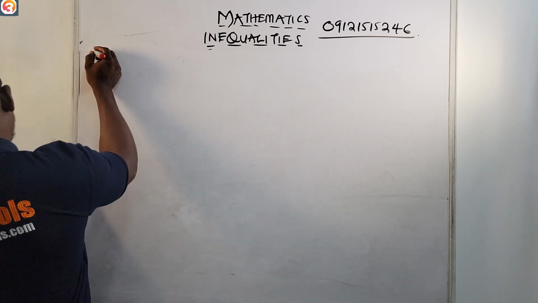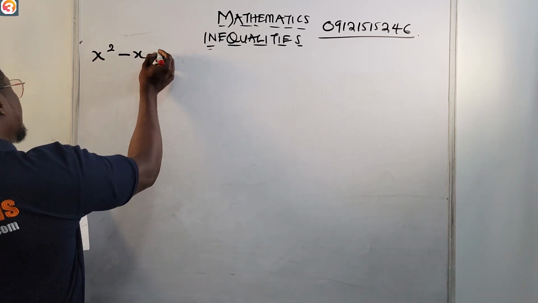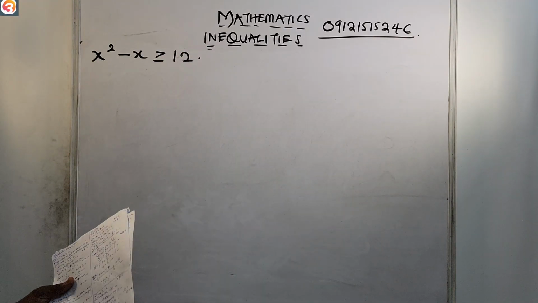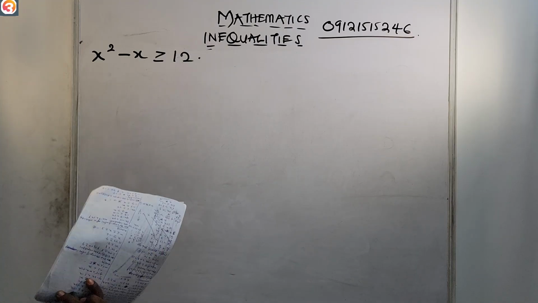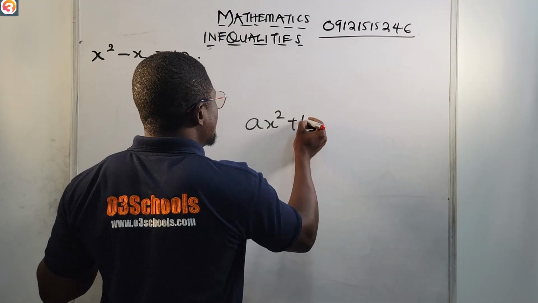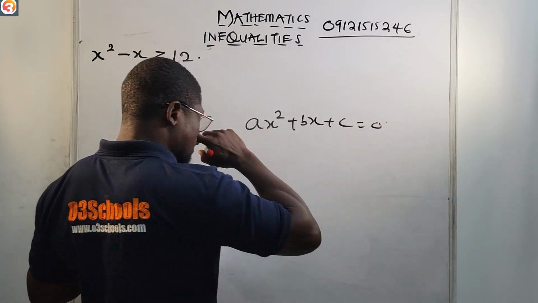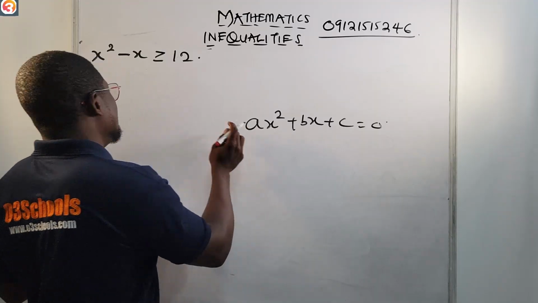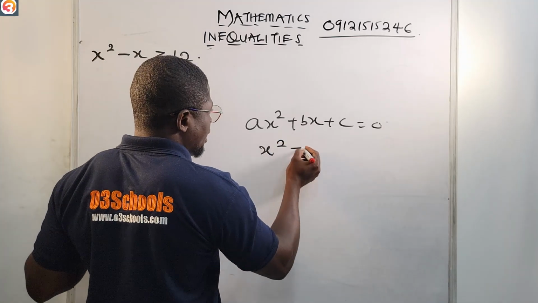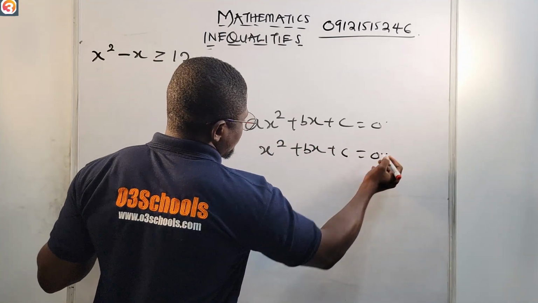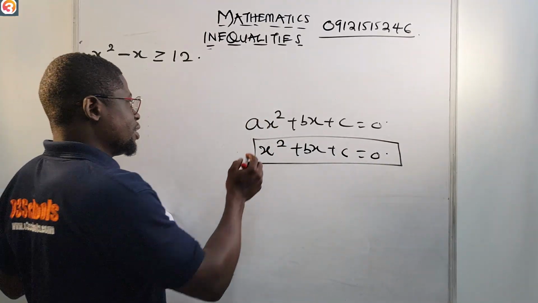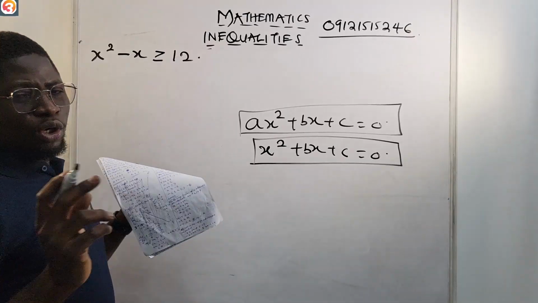Now, let's take an example. I'm giving x squared minus x greater than or equal to 12. So what do we do here? Very easy. We rearrange it as if it is a quadratic equation. A quadratic equation has the form ax squared plus bx plus c is equal to 0. The coefficient of x squared may not be there, it may be 1. If it is 1, it will be x squared plus bx plus c is equal to 0. So we arrange the inequality to have this form, depending on which one it is.